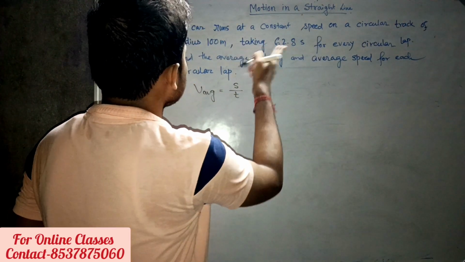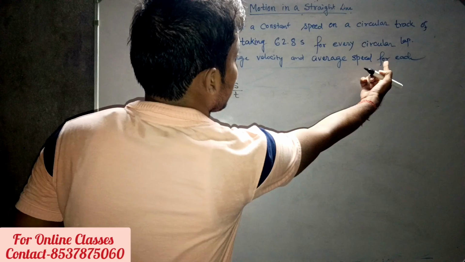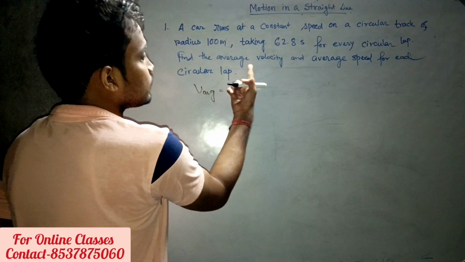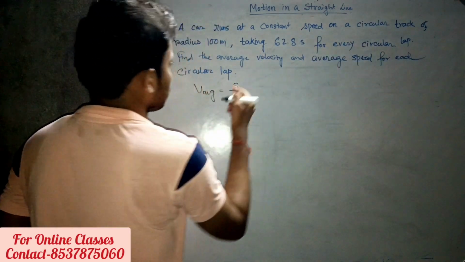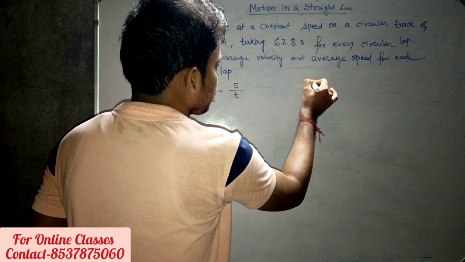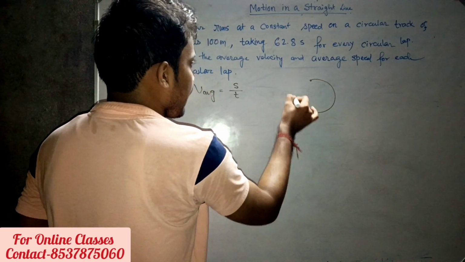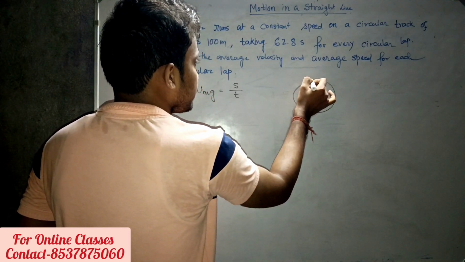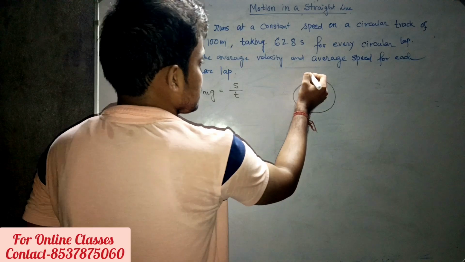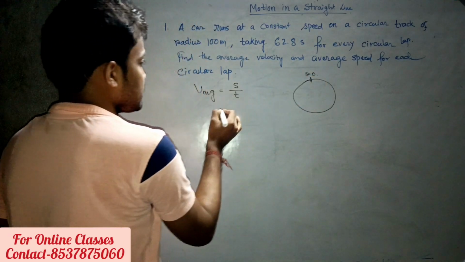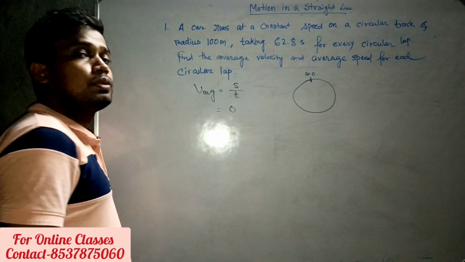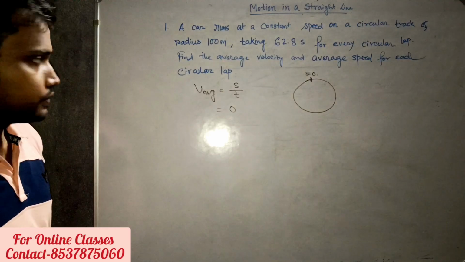The car is taking a circular lap. You have to find the average velocity and average speed for each circular lap. If we start from the beginning point and move back to the same point, we can say the displacement is zero. If displacement is zero, the average velocity will be zero, whatever the time.